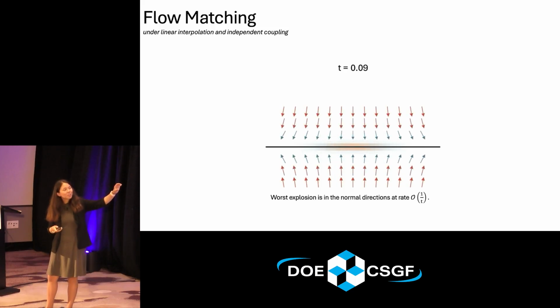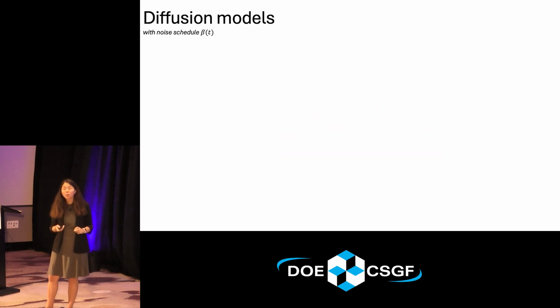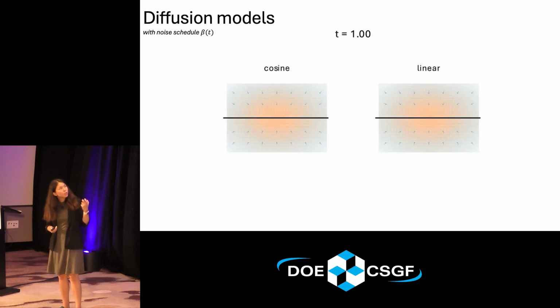Okay, so the worst explosion, you can actually derive the constants, but it's in the normal directions at this rate 1 over t. And then if we were to look at diffusion models, remember that there is that additional hyperparameter that is user chosen, so beta of t, that controls how quickly you're converting your distribution into a Gaussian. Then for different choices of beta of t, these are both pretty popular ones.